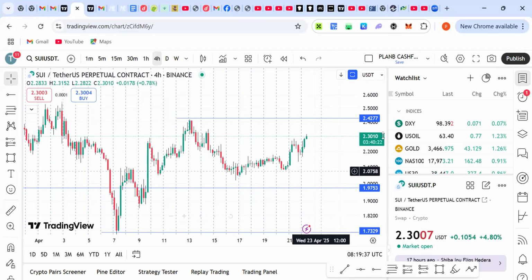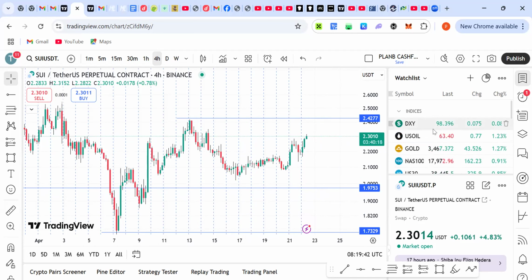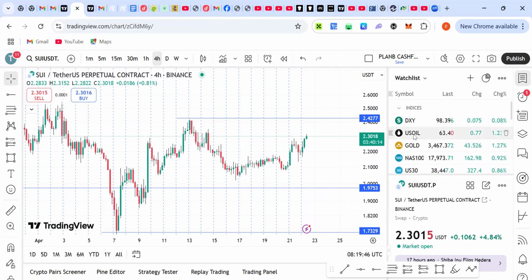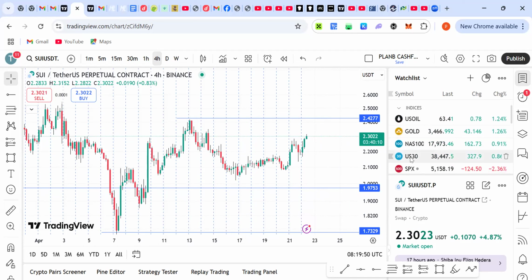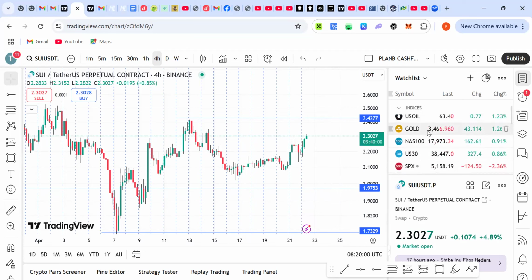All right, ladies and gentlemen, let's look at our market normally. Remember, in our platform, I trade more commodities: oil, gold, NAS 100, US 30. And sometimes, if I have time, I look at what the stock index is doing, that's S&P 500 and all of that. But put your mind on oil, gold, NAS 100, and US 30, right?